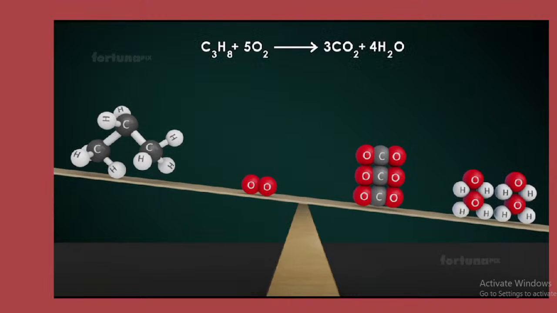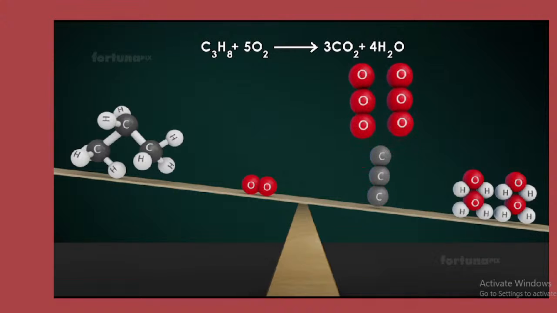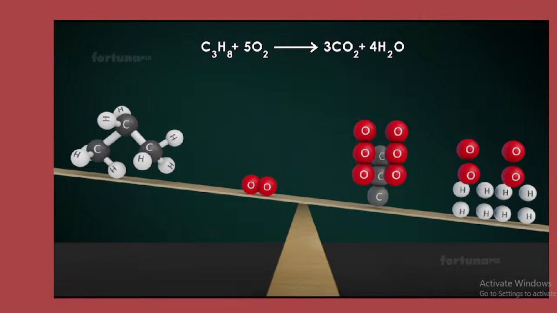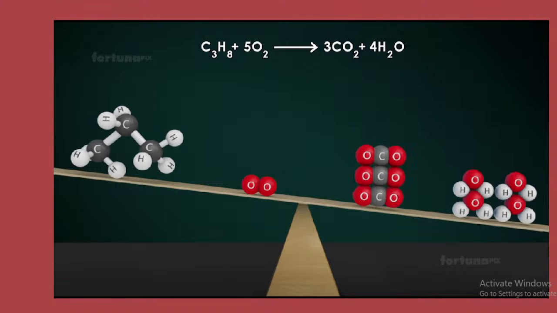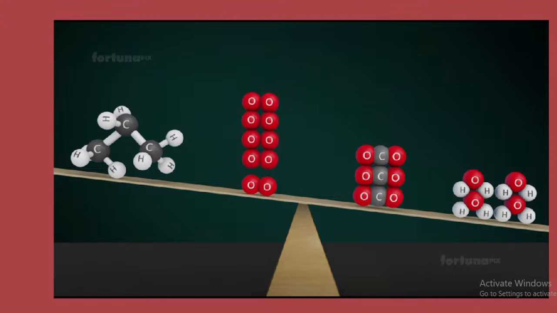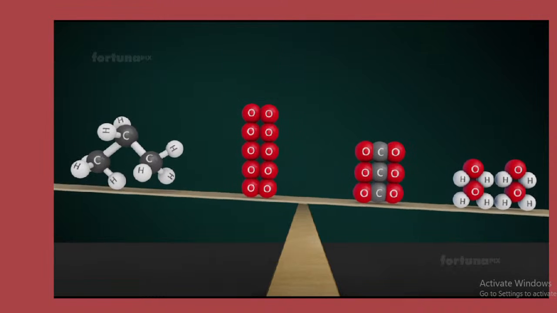That leaves us with 2 oxygen atoms on the left. But on the right, there are 6 in CO2 and 4 in H2O, adding up to 10, meaning our equation still isn't balanced. To end with a balanced equation, we need to put a coefficient of 5 in front of the oxygen on the left.